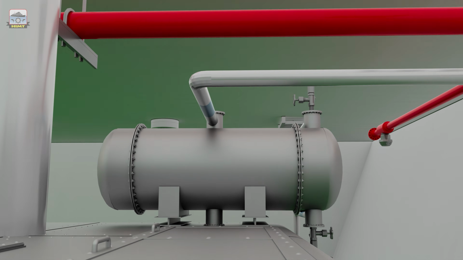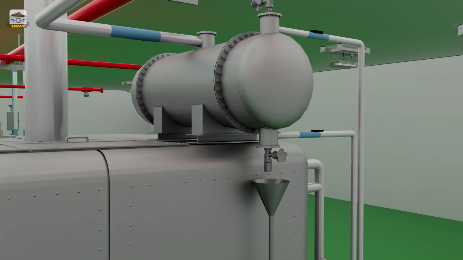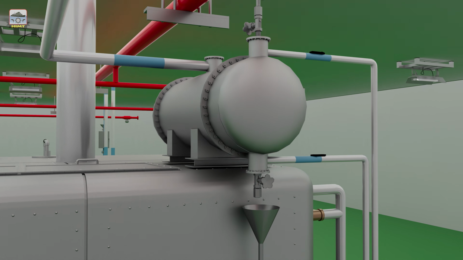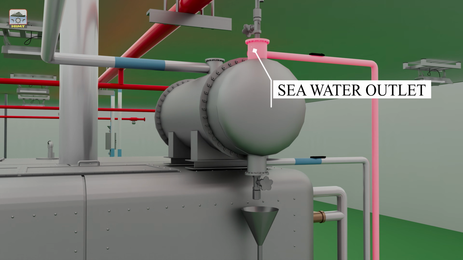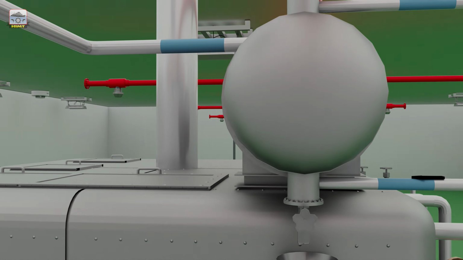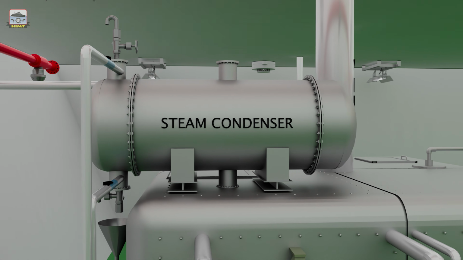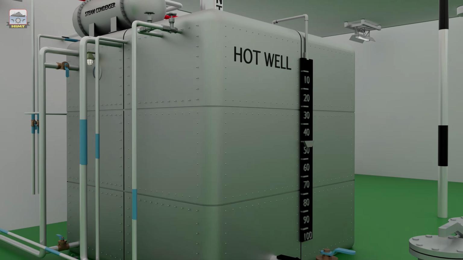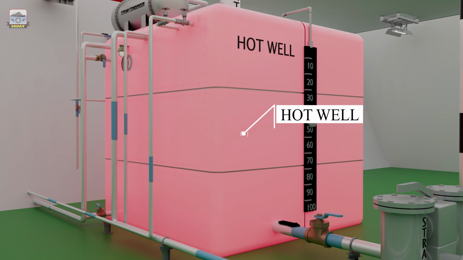The condenser is a shell and tube type heat exchanger. The cooling seawater enters the tube side here. The seawater leaves the condenser here. The steam passes through the shell side of the condenser and falls into the hot well as condensate through this pipe. The hot well is a reservoir that holds water for the steam cycle.